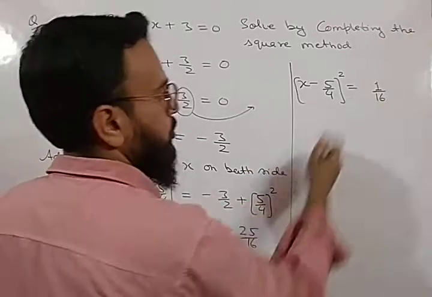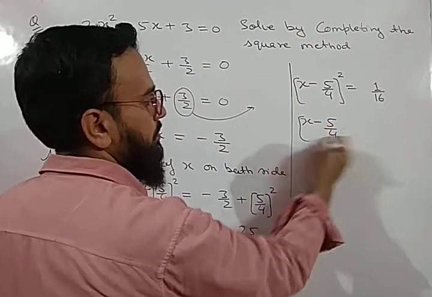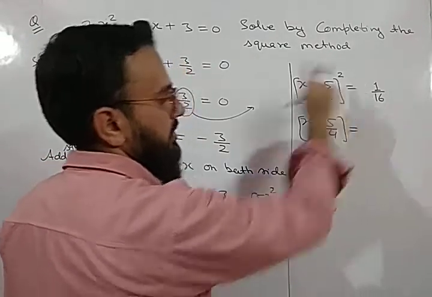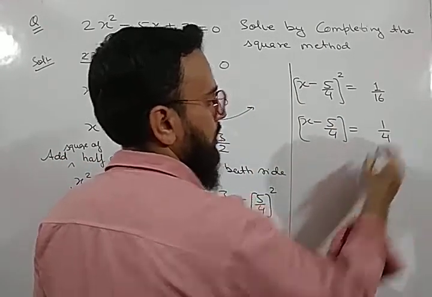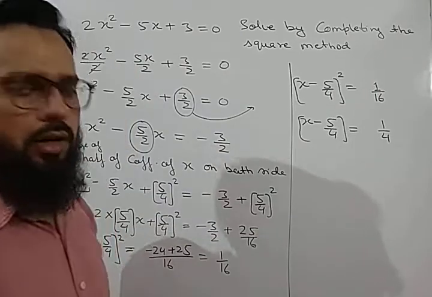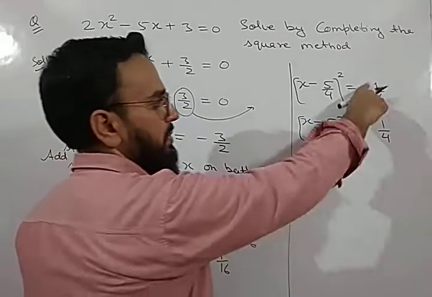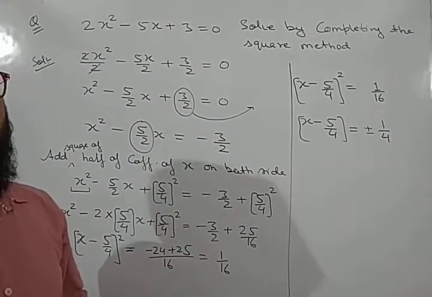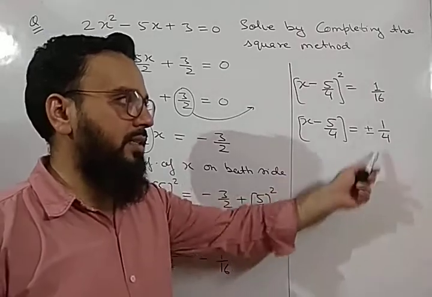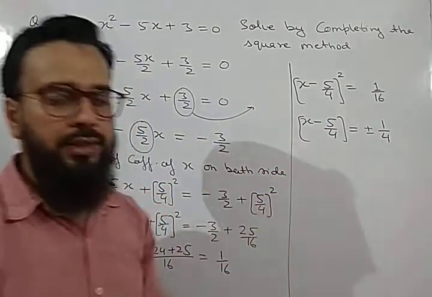Now taking square root on both the sides, we will get x minus 5 by 4. The square will be cancelled out and the square root of 1 by 16 will be 1 by 4. I am writing it directly, or you can use the sign of square root and then find the square root. So it will be 1 by 4, but there will be a plus minus sign, because whenever we have to take square root, we have to use the plus minus sign.